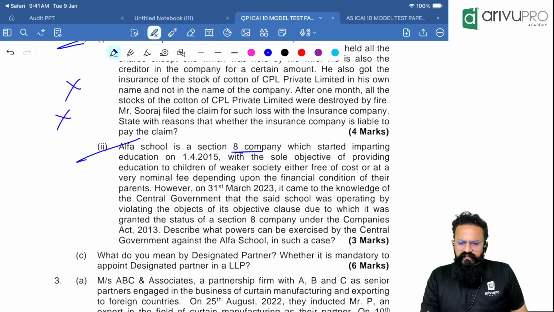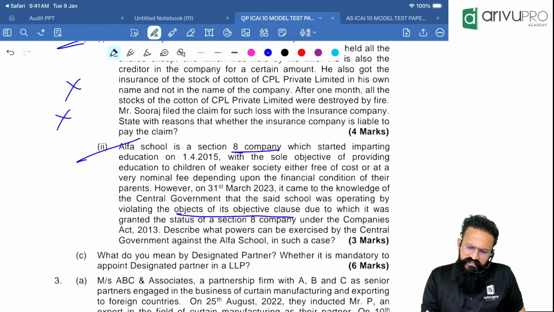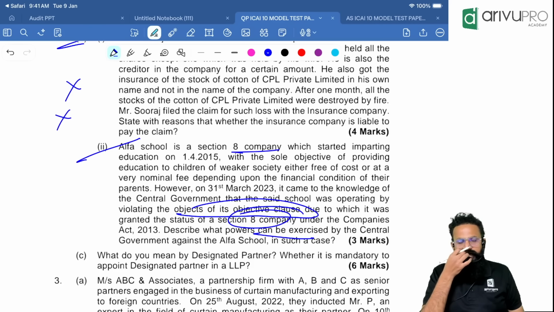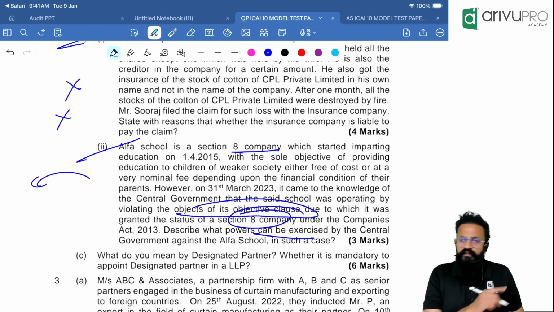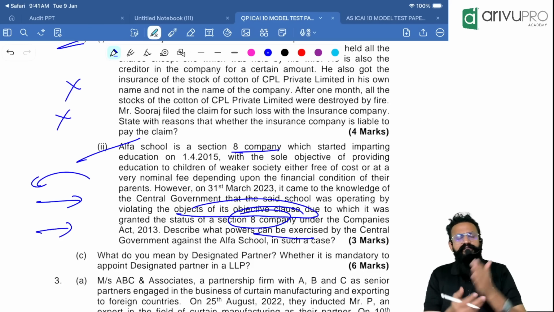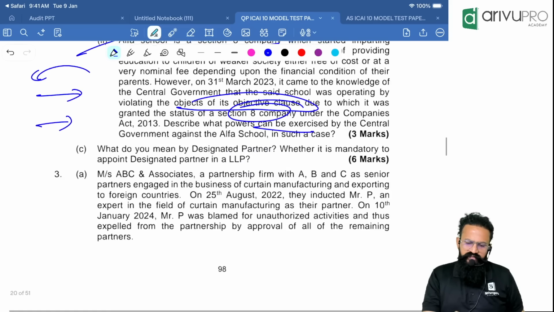Alpha School is a Section 8 company which started imparting education with the sole objective of providing education to children of weaker sections. It came to the knowledge of the central government that the said school was operating by violating the objects clause, due to which it was granted the Section 8 company license. Describe the powers that can be exercised by the central government. What can I do? I can revoke your license. You cannot continue as a Section 8 company anymore. I can order you to be wound up, meaning shut down your business. I can order to merge your company with some other company having similar objects. I can do any of these three.